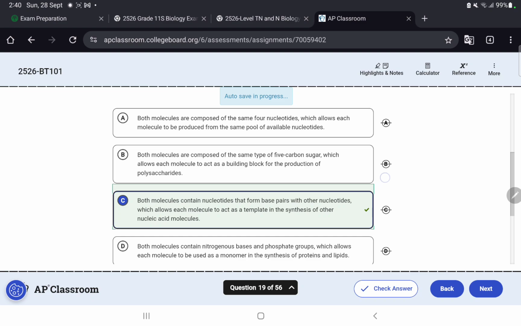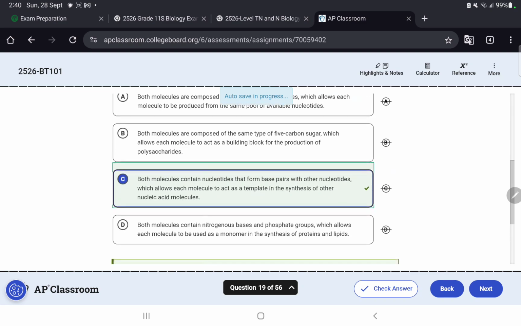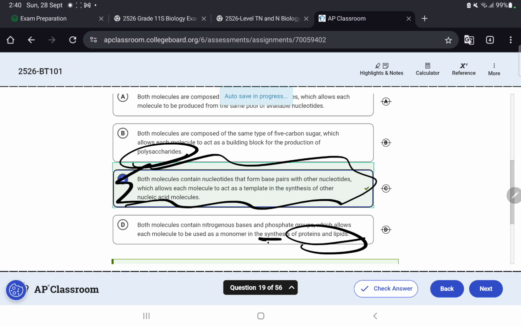Both molecules are composed of the same 5-carbon sugar, which allows each molecule to act as a building block for the production of polysaccharides. What do you mean, production of polysaccharides? It doesn't produce polysaccharides. Same thing here, they say the synthesis of proteins and lipids. That's wrong. So this is the only one that's correct, 100%.